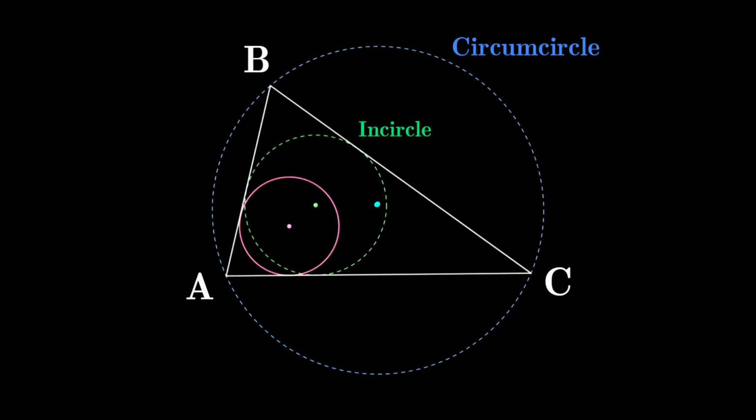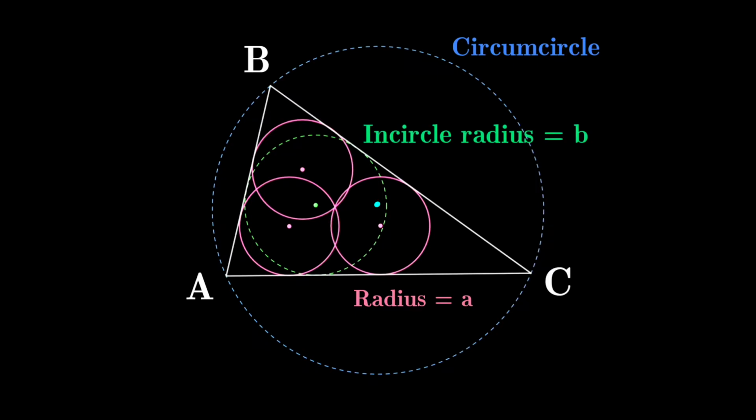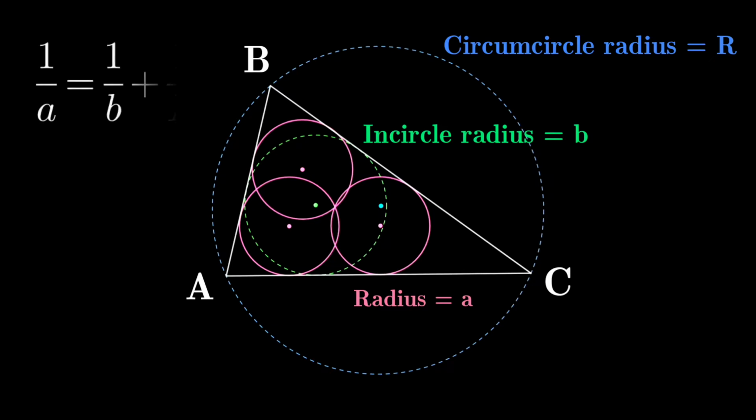Now we draw three congruent pink circles inside the triangle such that each of these circles is tangent to two sides of the triangle, and the three circles meet at a particular point inside the triangle. This point is just a random point. It is neither the incenter nor the circumcenter. Now if the radius of these congruent circles is A, the radius of the incircle is B, and the radius of the circumcircle is R, then because of the arrangement of the diagram, there is a beautiful relation between A, B and R, that is 1 upon A equals 1 upon B plus 1 upon R.